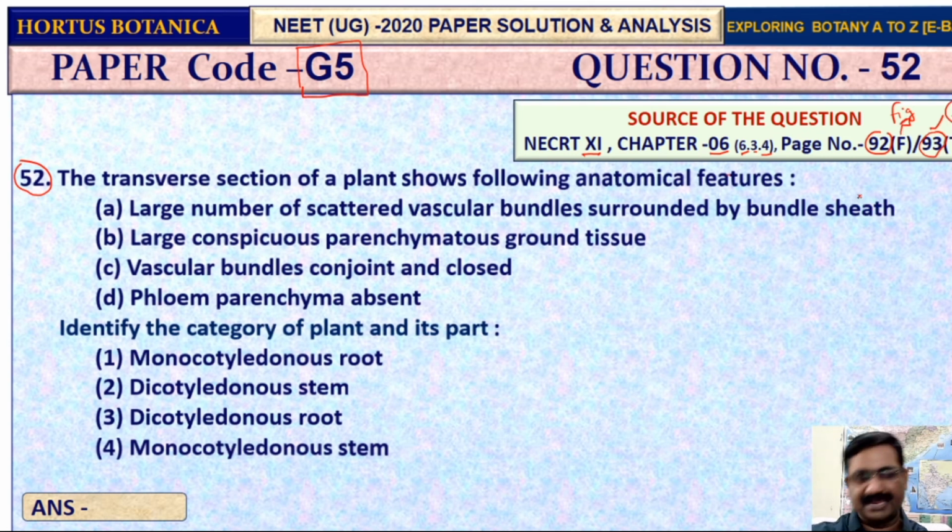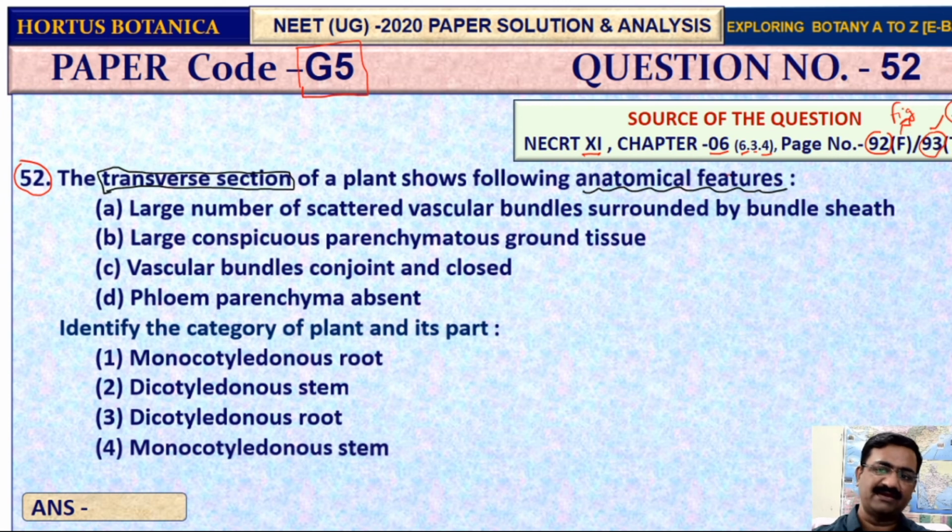Now what is the question? See, this is the TS, you all know, transverse section, right? So this is a TS of a plant showing the anatomical features. Whenever you cut, there is the longitudinal section and the transverse section, cut right to left or left to right. This is the transverse section.